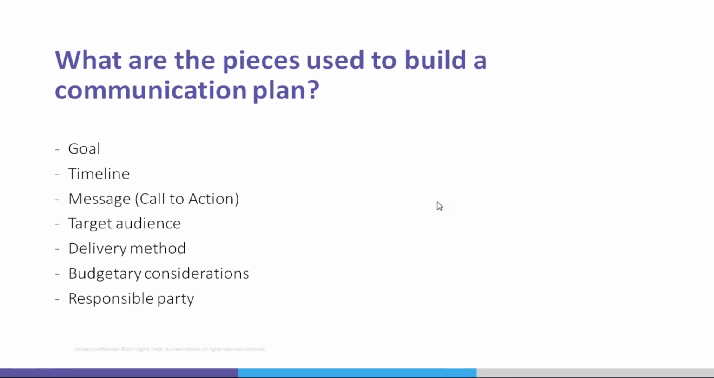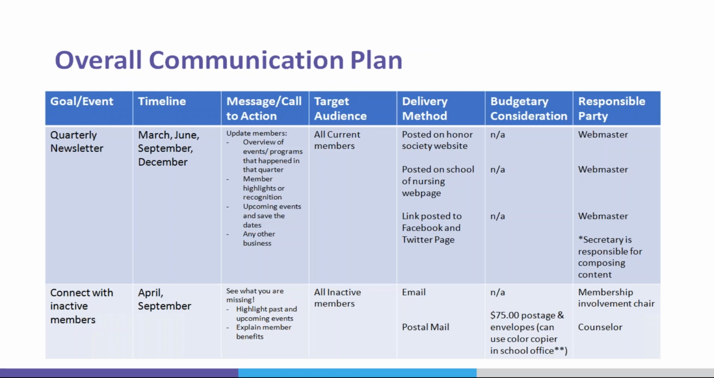And finally, the responsible party or parties identifies who is in charge of ensuring that communication is created and sent. This is an example of an overall communication plan. This is a living document to be utilized, revised as needed, and then recycled for the following year. The other type of communication plan I will explain in just a few moments is one for a specific event where the communications have a specific start and end date relative to the occurrence of the event.